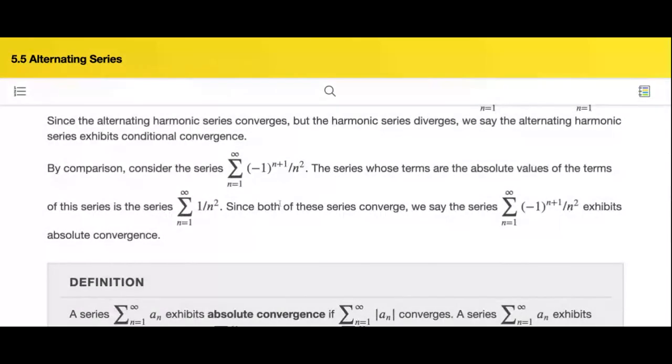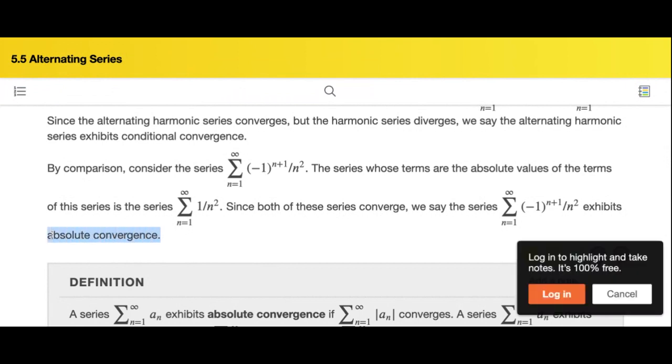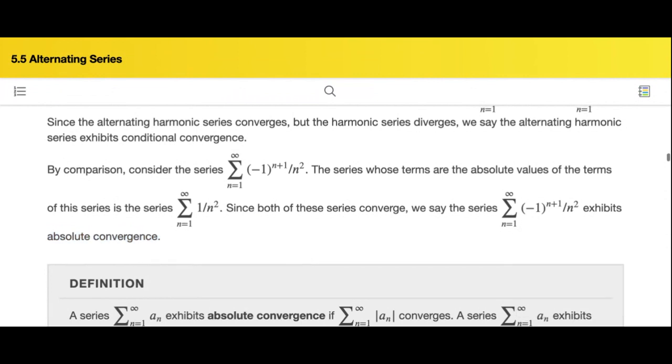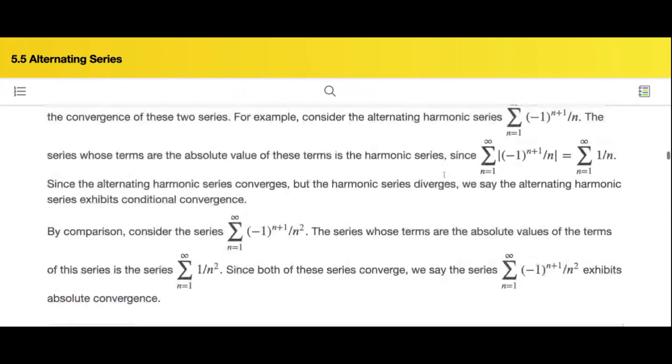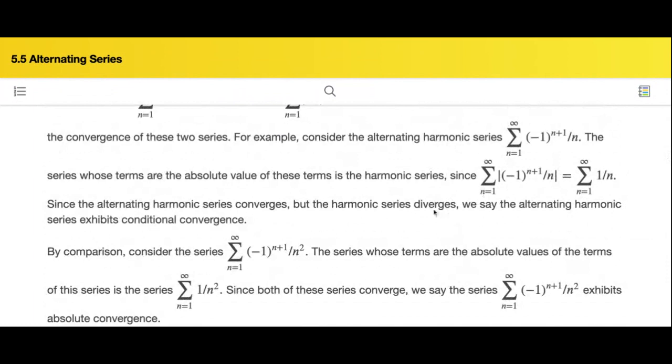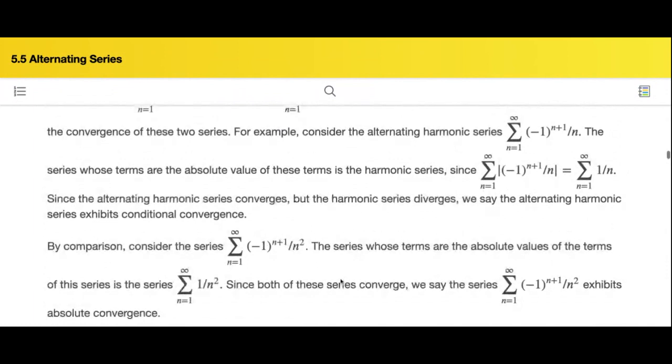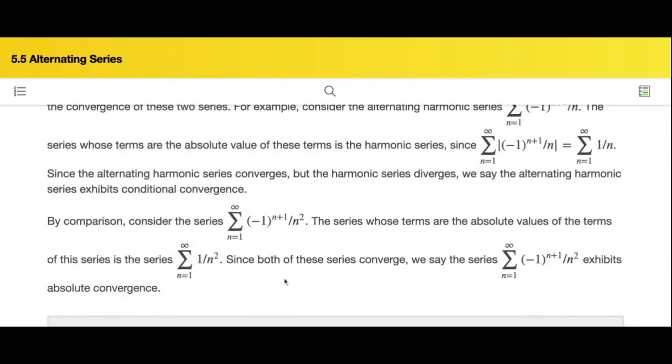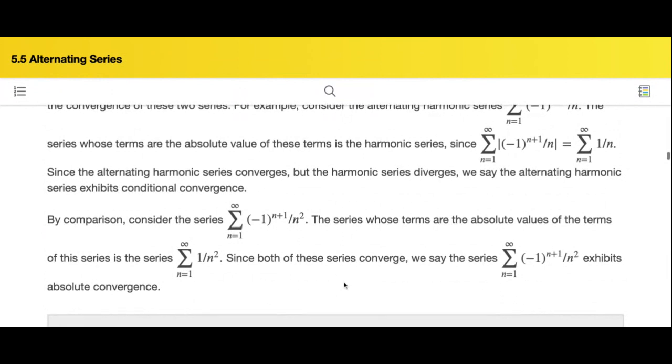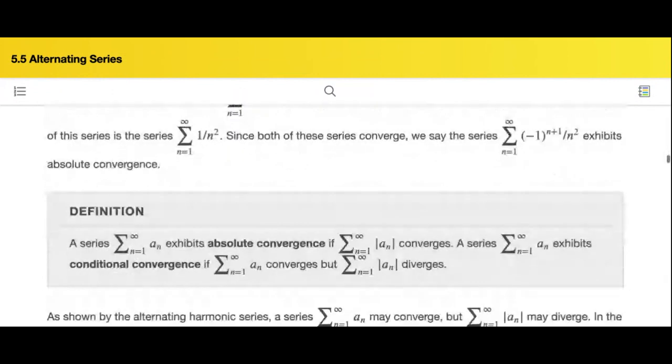If the series of absolute values converges and the alternating one also converges, we see that's absolute convergence, because the sign doesn't do anything, right? In the first one, the sign does change the divergence to convergence. But in the second one, the sign doesn't do anything to it. So it's absolute convergence.